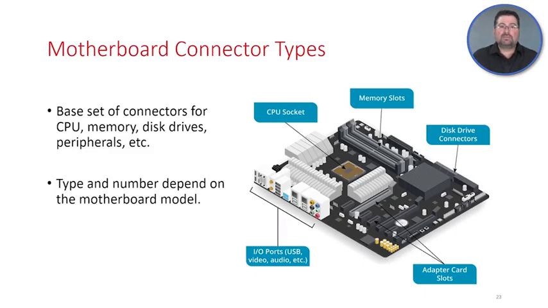Now we're going to look at some connector types on the motherboard itself. With the motherboard, we have the all-important CPU socket. The CPU socket predicts what type of CPU you're putting in. We also have our memory slots. These are what allows us to put and upgrade memory on our computer, which we refer to as RAM, random access memory.